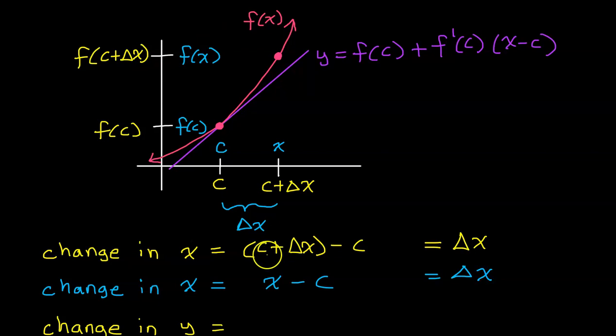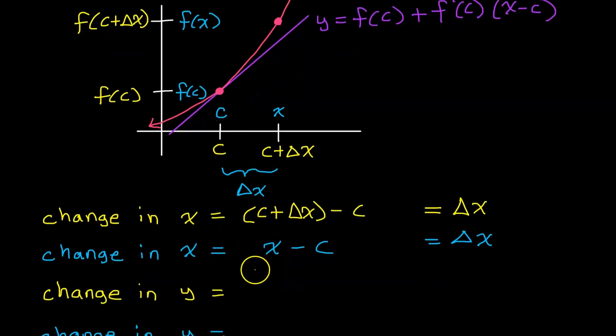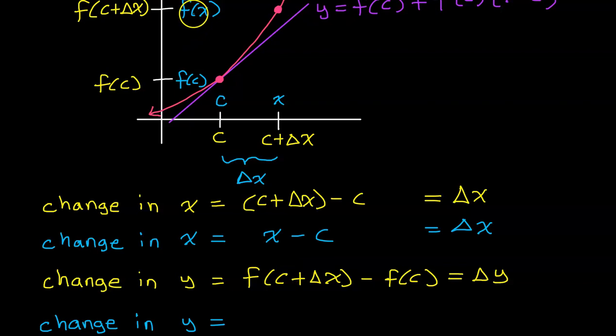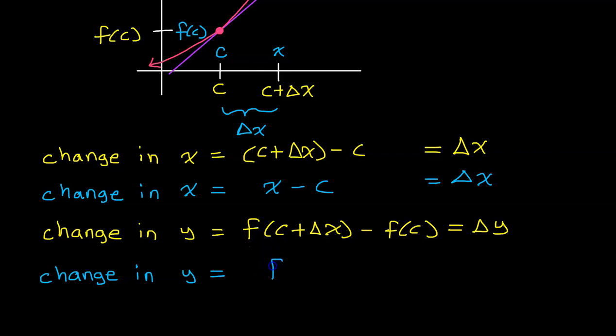What about the change in y? Using the yellow names, y2 minus y1, we are looking at f at c plus delta x minus f at c. So that's the change in y, so that's delta y. Using the blue names, that's going to be f at x minus f at c. So that's another way of writing delta y.